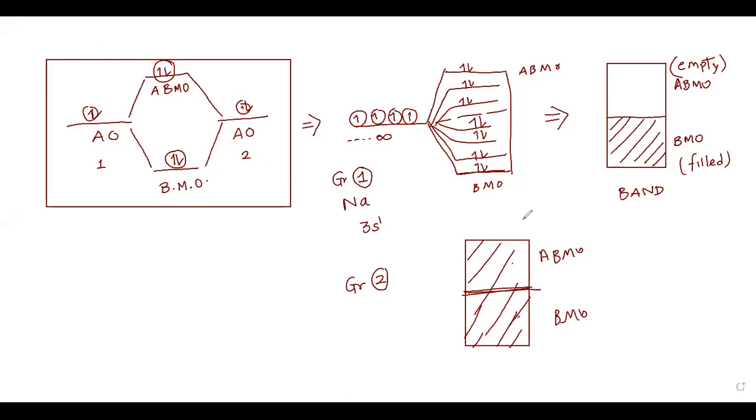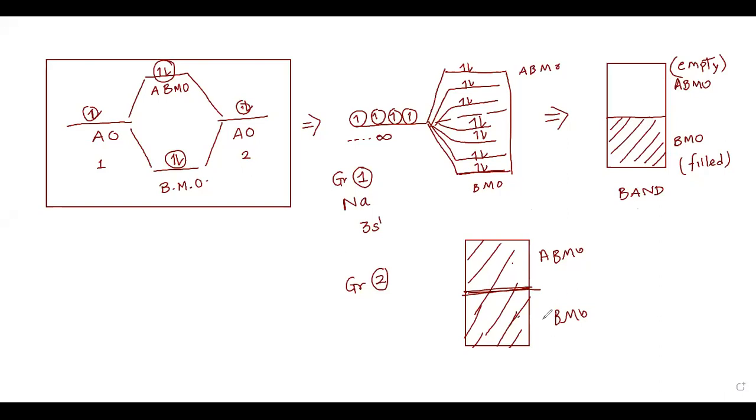If this much is clear, I will go ahead. These diagrams are not given anywhere in your books, so I'm giving this additional one. Anything you want me to repeat out of this? How bands are produced? So for group 1, only the BMO, the lower one, will be filled, and the upper one is empty. And group 2, both.